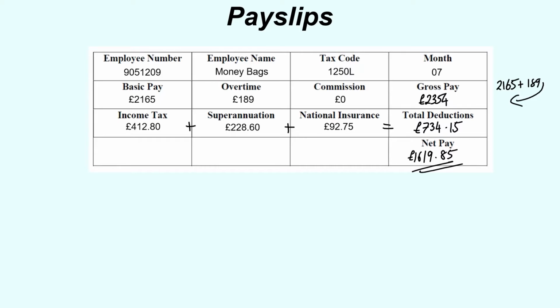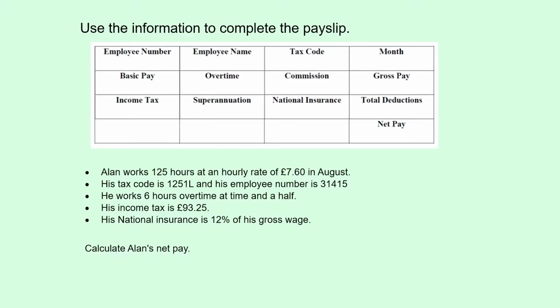So let's have a look at another example. Here we've got a blank payslip, and we want to fill in as much information as we can using the 5 bullet points we've got at the bottom. So let's have a look. We've got the same kind of layout. His name is Alan. Not got a second name here. Works 125 hours at an hourly rate of £7.60 in August. Well, August is the 8th month of the year, so that would be 08 on the payslip.